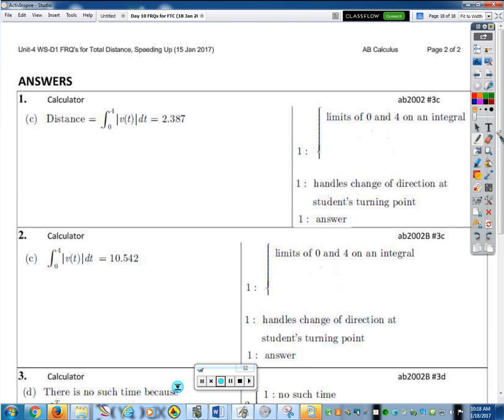I can guarantee you on the test you take in 2 weeks, as well as the AP test, if they ask for the total distance traveled, and you show this integral with the absolute value of v, 0 to 4, and your decimal is correct, you'll get full credit. This one's a little confusing as to what they're saying, don't worry about it. If you have the integral shown with the absolute value and the number is correct, you'll get full credit.